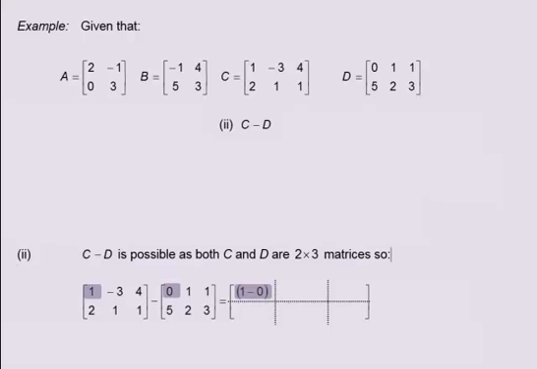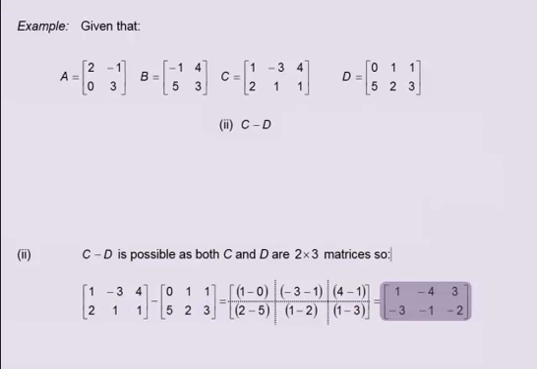Top left will be 1 minus 0. Top middle will be minus 3 minus 1. Top right will be 4 minus 1. Bottom left will be 2 minus 5. Bottom middle will be 1 minus 2. And bottom right will be 1 minus 3.